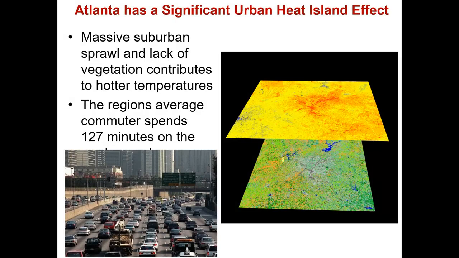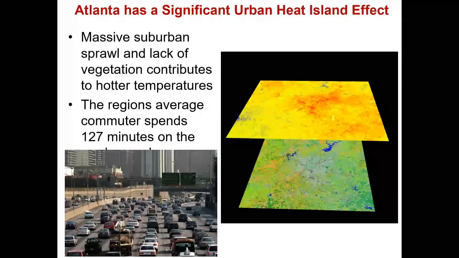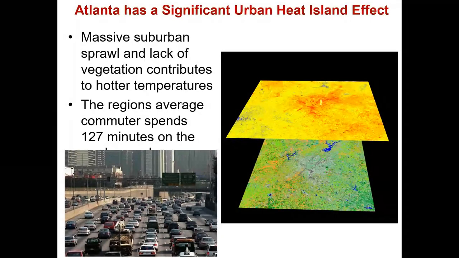And you can see here on the right, the map shows temperature in red, and in Atlanta, in the downtown area and suburbs along the freeways, it's a lot hotter than just a couple miles out into the woods and forests and farmlands and so on. So this is a major issue in many American cities.